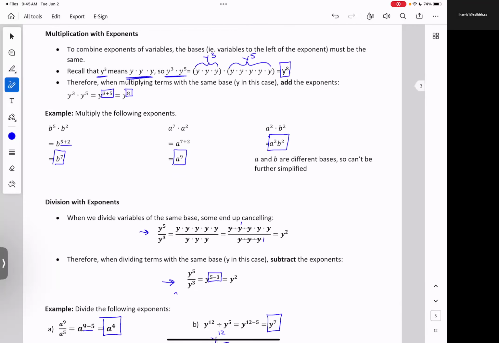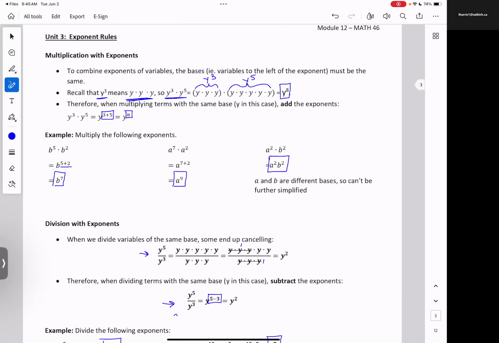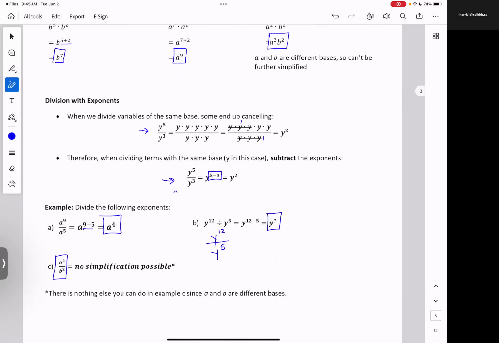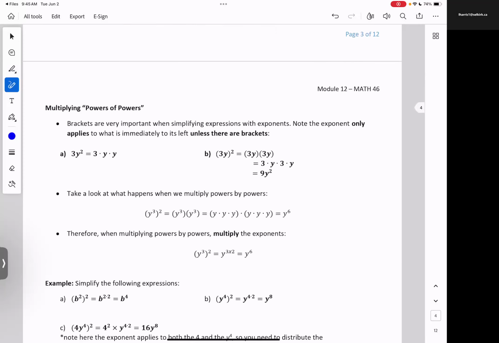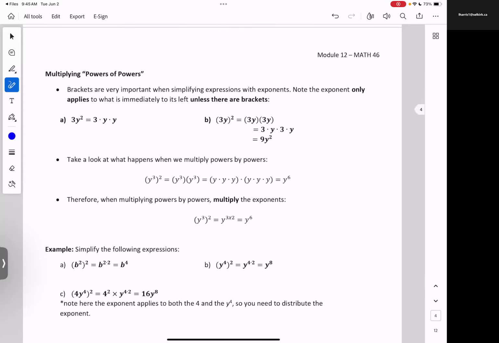Okay, so far we've talked about multiplying with exponents. You want to add the exponents together with the same base. And dividing with exponents, if they have the same base, you can subtract those exponents. The last thing we're going to talk about is multiplying powers of powers. So brackets are really important in helping you denote and figure out what's going on here. So consider 3y squared. That squared only applies to what's immediately to its left. So only the y is being squared here, which means we could write that as 3 times y times y.